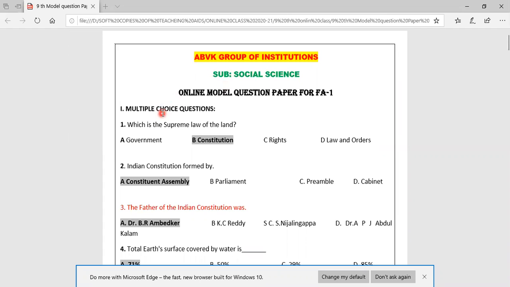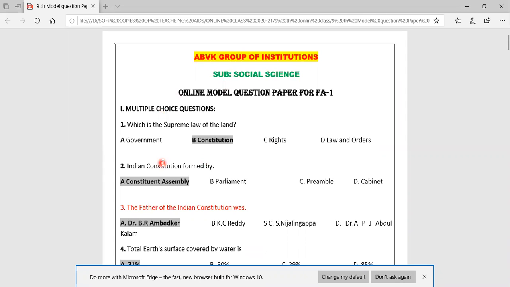Okay, the multiple choice questions. First one, which is the supreme law of the land? Option A, government. Option B, constitution. Option C, rights. Option D, law and order. Option B, constitution is the right answer.